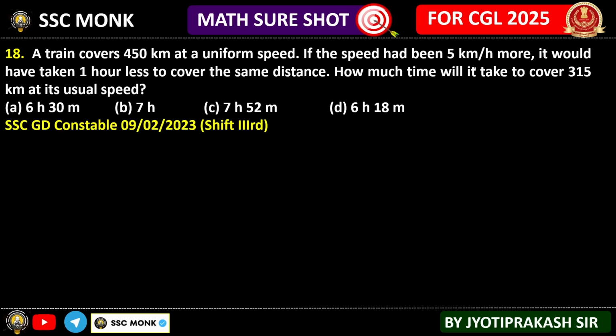If the speed had been 5 km per hour more, it would have taken 1 hour less to cover the same distance. How much time will it take to cover 450 km? Divided by, let's say the speed of train was s. Okay, when this was the total time, now the speed of train becomes 5 per hour more. So the time taken was 450 by s plus 5. This time taken is actually 1 hour less than this time taken. This is what it is talking about.